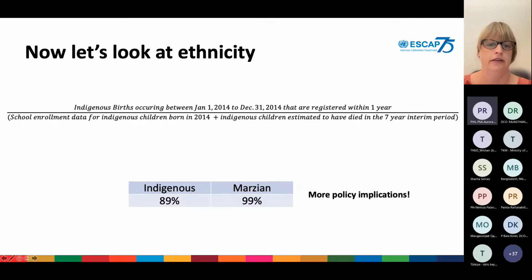So let's look at ethnicity. At first we would look at just the Indigenous births, and then school enrollment data for Indigenous children, plus those Indigenous children we estimate to have died in the interim period. And if we come up with the results and we see that 89% of Indigenous children are registered compared to 99% of Marzians, then already we're seeing policy implications. This is a big enough gap that we can feel pretty confident there's probably something going on.